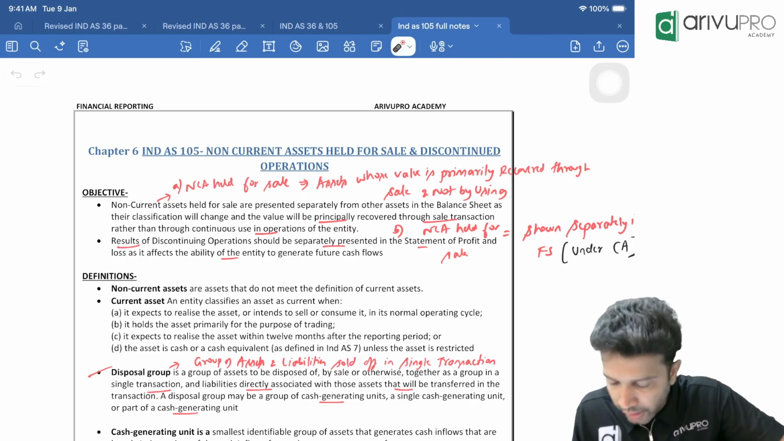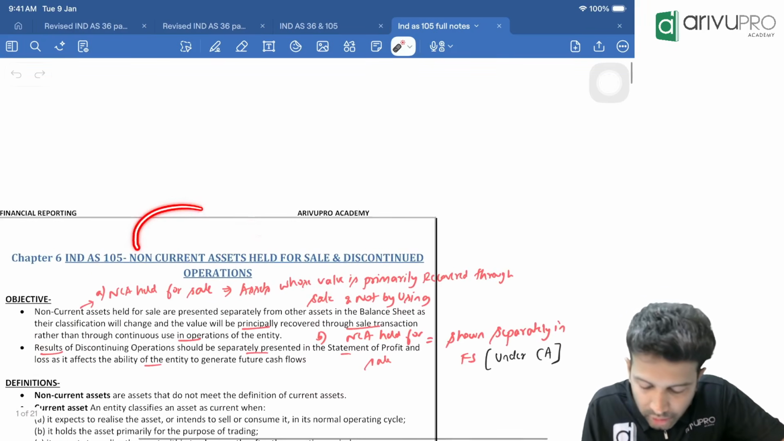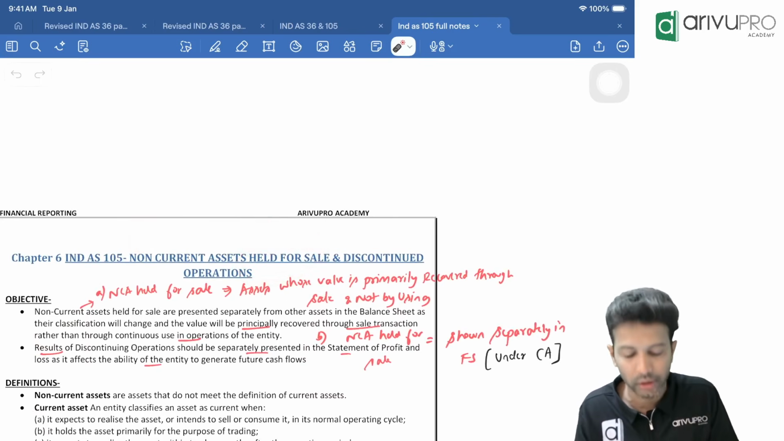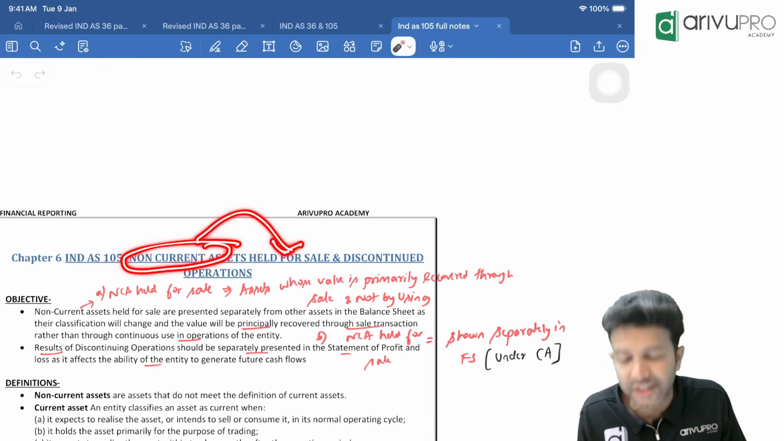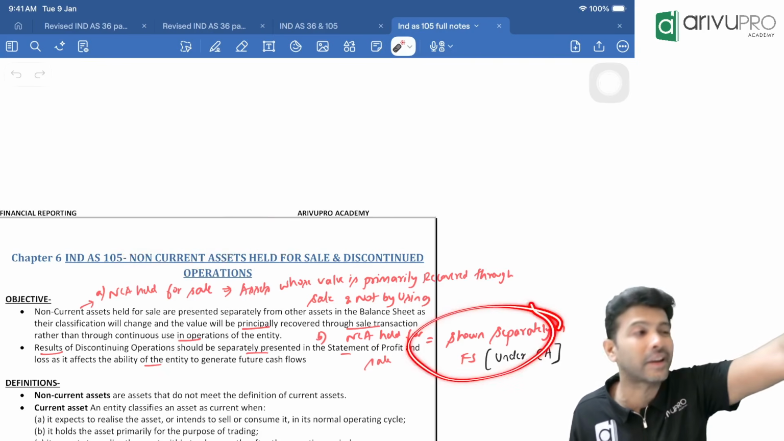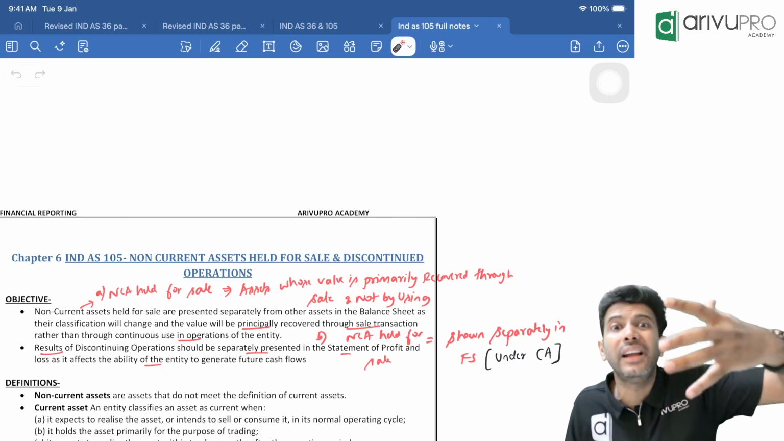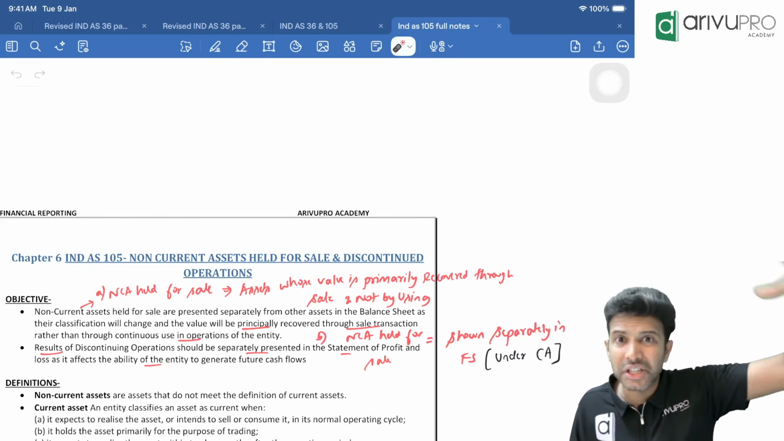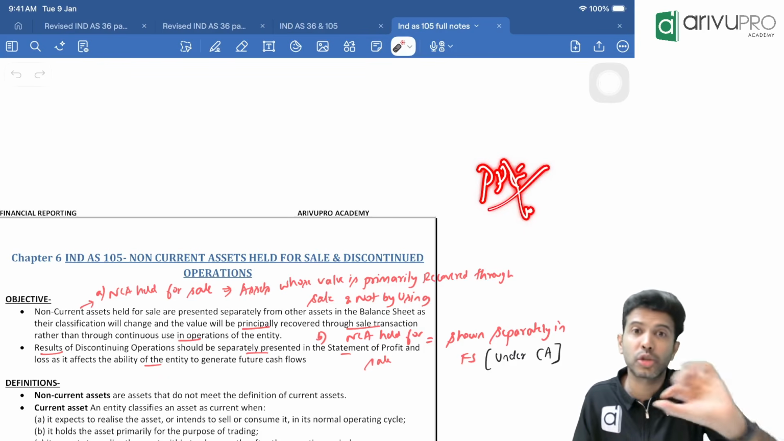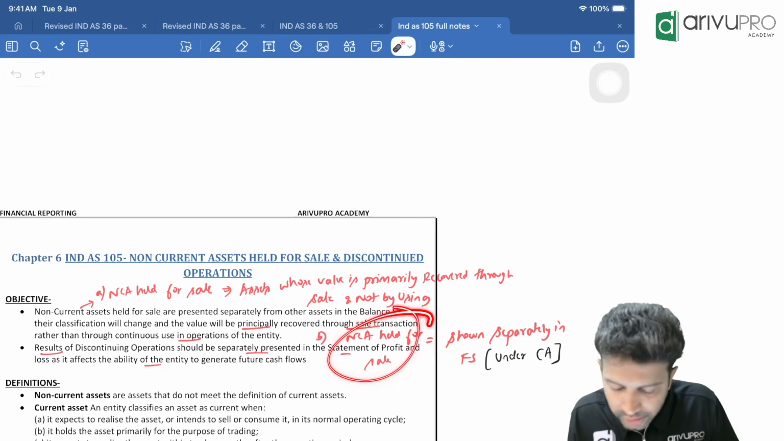All right. Now why do we need to know this? If you classify any non-current asset as held for sale, there are some conditions for it, which we're going to talk about. But if any non-current asset gets classified as held for sale, it should be shown in your financial statements separately. Under Ind AS 105, such non-current assets held for sale, like a building or machinery held for sale, you can't show it under PPE. It has to be shown as a separate category in the balance sheet. In the balance sheet itself, we have to show it separately as non-current assets held for sale.